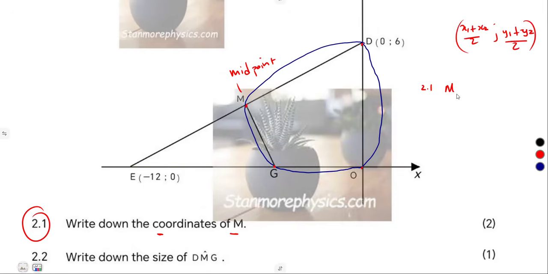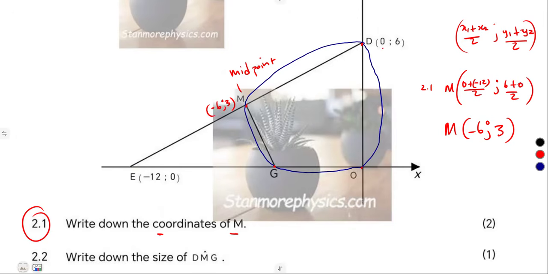That's the midpoint concept. So simply, we're going to take the X value, 0 and minus 12 divided by 2. Then the Y value, 6 and what? 6 and 0. 6 plus 0 over 2. So that was the coordinate M. Minus 12 over 2, that's minus 6. 6 plus 0 divided by 2, that's a 3. Right, so that's it. The point M there is at negative 6, 3.